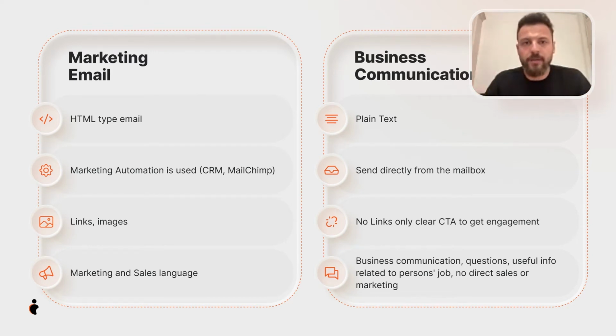So the marketing email, how we see this, is an HTML type email or a newsletter type email that you send from your marketing automation, like CRM, MailChimp, HubSpot, Salesforce, you name it, right? So you have this huge list of marketing automation tools that use either drip campaigns or just blast out emails, or a sequence of newsletters, but they're all marketing based, HTML based. They have a lot of links, a lot of images, and they talk marketing and sales language, right? So they all have these phrases, the learnings, et cetera, highlighting and marketing something to those customers.